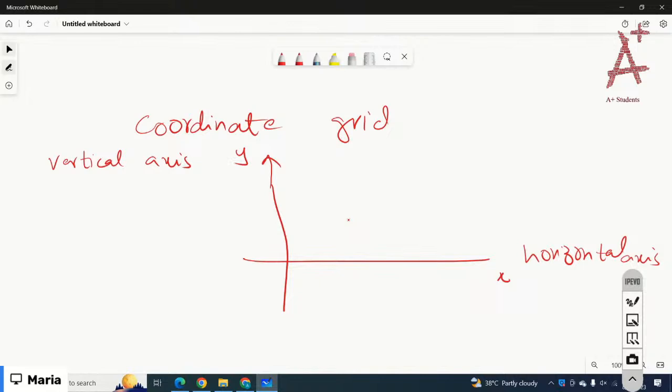So this is the coordinate grid where you have the x-axis and the y-axis. For example, you have a point on the graph like this. It has some value on the x-axis and some value on the y-axis. For example, here it is 2 and here it is 3. So the point is 2 and 3. You always have to write the x value first and then the y value.